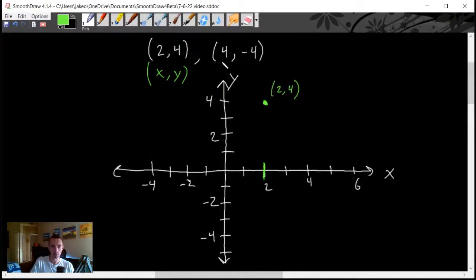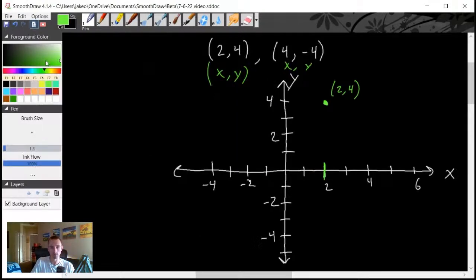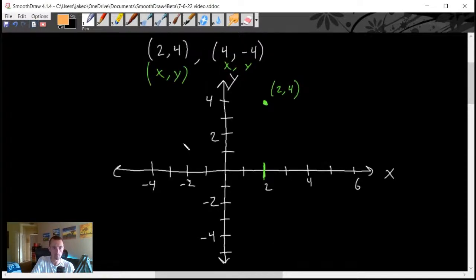(2, 4). Okay. Then we'll do our second point. Again, it's just an x-y pair, so x is 4, y is -4. We're going to start at the origin and go over to x equals +4, which is right here. So we know that our second point has to be directly above or directly below this dash mark right here. Then we're going to go down to y equals -4 from there. So we're going to go down 2, 3, 4. That puts us right about here. Okay, so that's our second point.